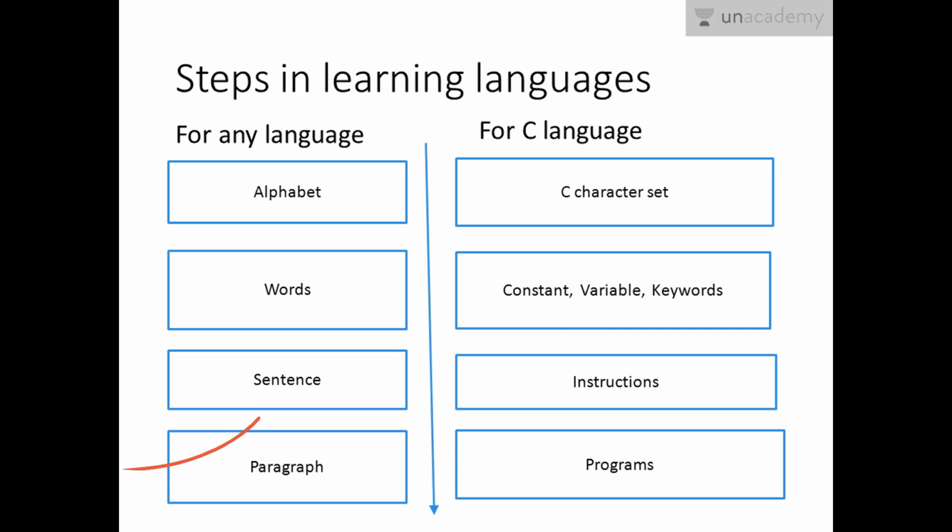The same procedure, the same way, we are going to follow in the C language also. First of all, we are going to learn the character set of C language. What is the character set, or what are the units of C language? Followed by constants, variables, keywords, followed by instructions, and then after that we'll know how to make a program. In this video I will cover only the first two steps, not even instructions. In my next video I will cover how to write instructions, and then after that I will start with programs.